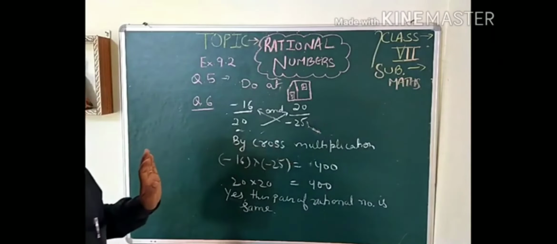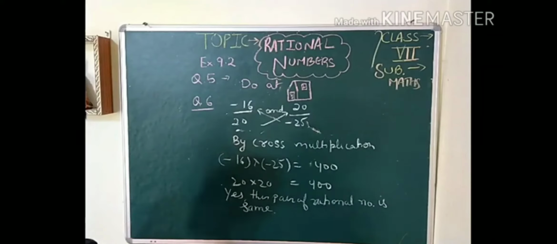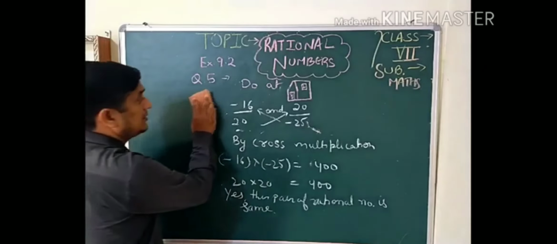And question number 7, the question number 7 is what? Rewrite the following rational numbers in the simplest form. Simplest form means you have to bring this to the lowest form, or the standard form. So children, let us start question number 7.